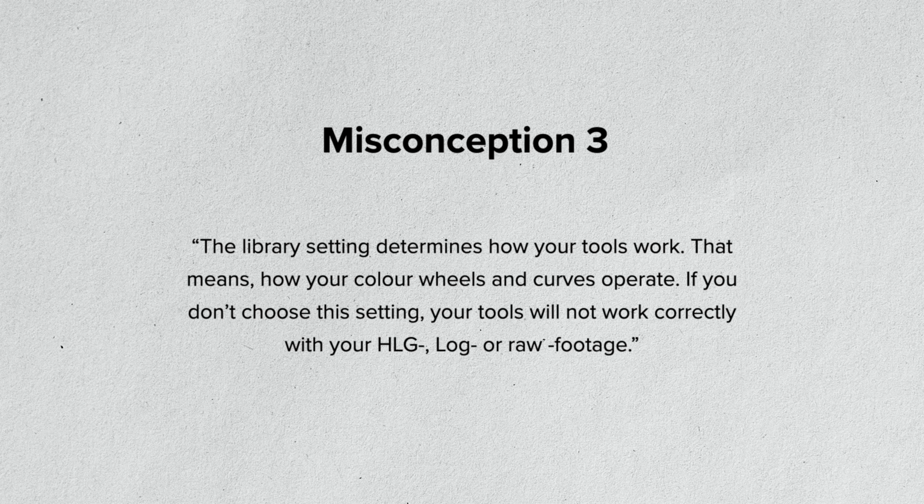But there is still one to go. And additionally, now the question becomes, if it doesn't even matter for Rec 709 delivery, which setting should you choose? To answer this, we need to take a look at the third misconception, which actually is only partially wrong. The library setting determines how your tools work. That means how your color wheels and curves operate. If you don't choose this setting, your tools will not work correctly on HLG, log, or RAW footage.